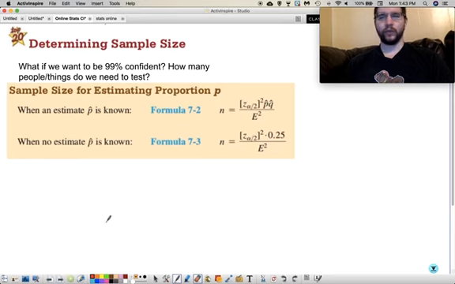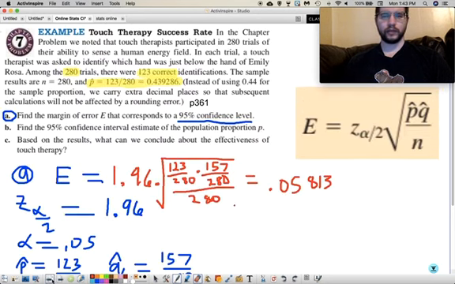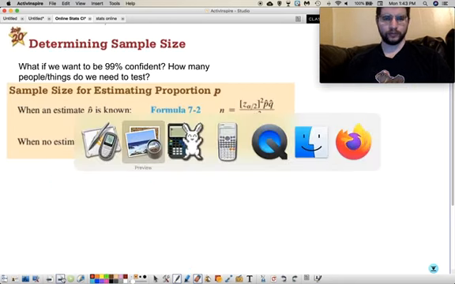Now, what if we know how confident we want to be, and we want to find out how many people we actually need to test to be that confident? So we're going to call that number of things or people n. That's our number of trials. And here's the formulas. We just did some basic algebra and rearranged for n from this formula right here. Basically, they took this formula and solved for n, and they printed it out for you. Aren't they nice?